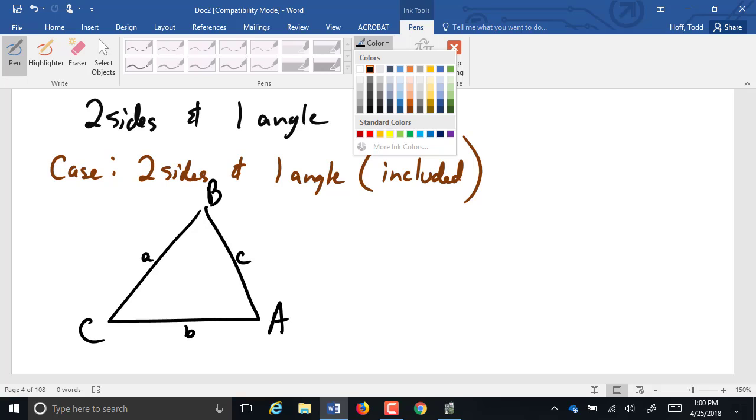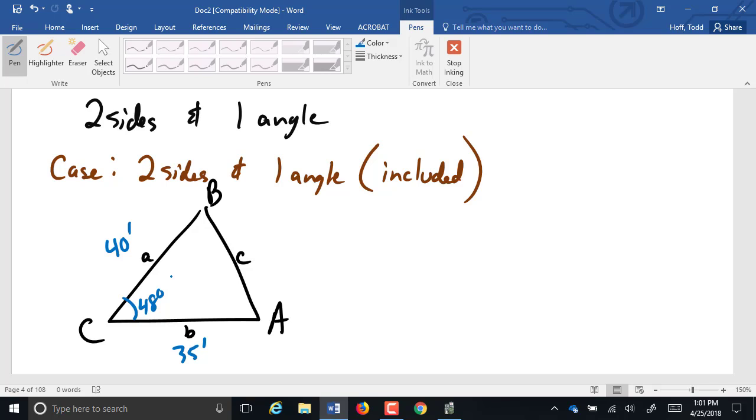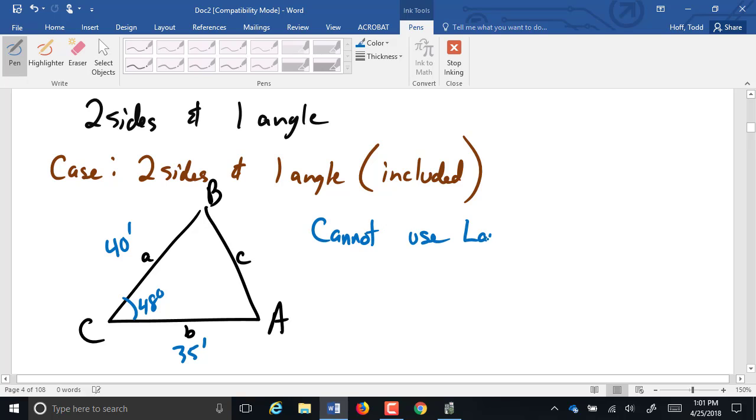Well, I might tell you that side A here is 40 feet, side B here is 35 feet, and angle C here is 48 degrees. Do I have a side and an opposite angle? No. Can I get one? Not right now, not with what we know. So for this case, we cannot use law of sines.